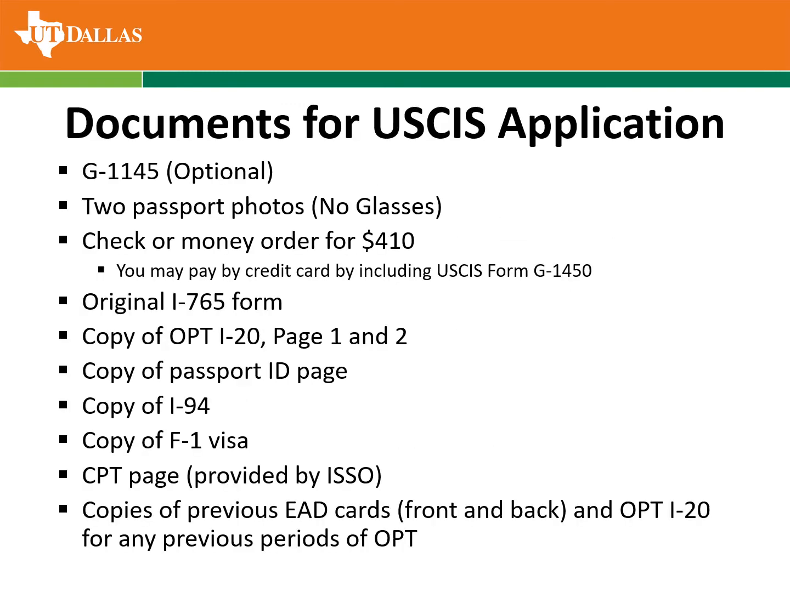As an overview, these are all of the documents we're going to discuss today and likely the documents you're going to include in your post-completion OPT application. Starting with the optional G1145, followed by 2 passport photos, the filing fee payment, the original I-765 form, a copy of your OPT I20, copies of your passport, I94 and F1 visa, a CPT printout from your CVIS record, which will be provided by the ISSO with your OPT I20, and finally, if applicable to your situation, copies of any previous EADs or OPT I20s from previous periods of OPT that you may have had.